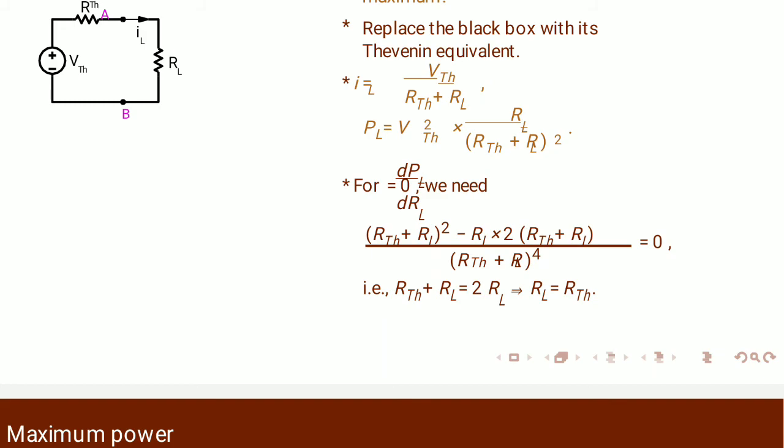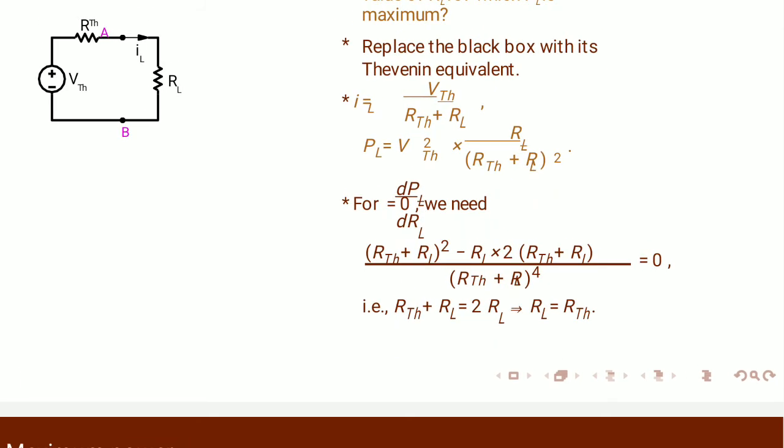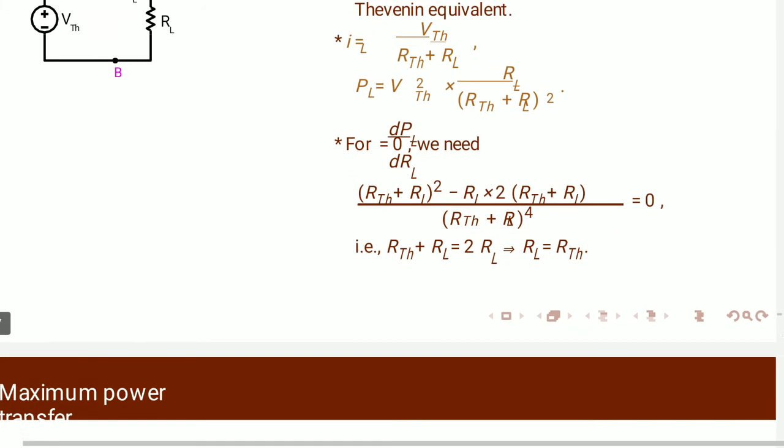How can we get this? To get the maximum power, we differentiate with respect to the load resistance. Why load resistance? It is the varying quantity. The load is a varying quantity. So by differentiating this, we get RL is equal to RTH. This is the maximum power transfer theorem. So when RL is equal to RTH, we get the maximum power.